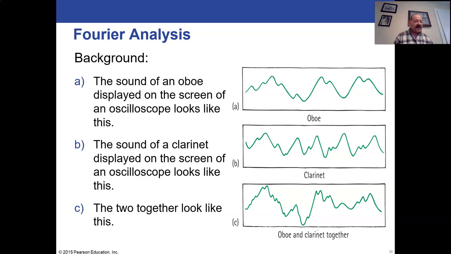Now, what Fourier did was he thought about this. He didn't have an oscilloscope to look at this. He was thinking about waves in general, and he thought, what if I can go backwards? What if I can take any pattern that's repeating in any way, no matter how complex, and figure out what all the individual waveforms are that make it up? Not just the oboe, but all the pieces of the oboe and all the pieces of the clarinet that add to it, and break it down.